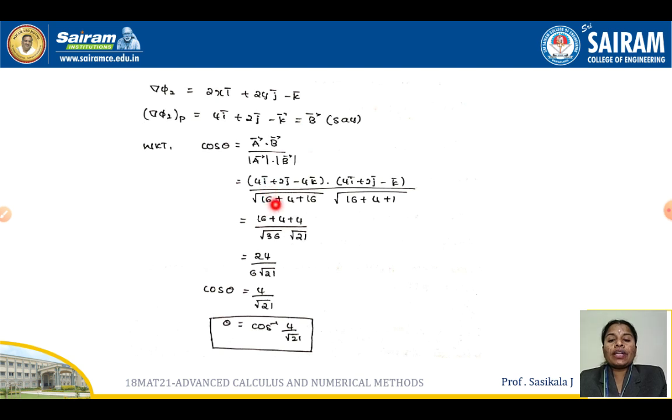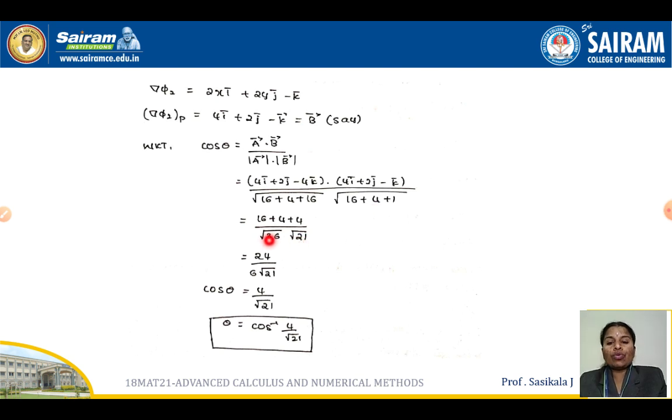4 squared plus 2 squared and minus 4 squared, right? So minus into minus will go for the plus in the square. So you get root of 36. Here you have 4 squared plus 2 squared plus of minus 1 the whole square. I'll get root of 21.